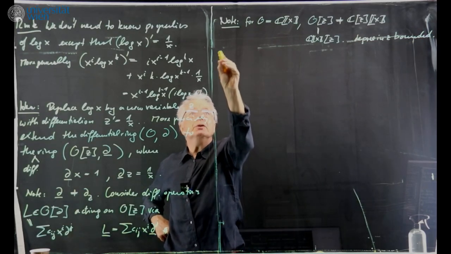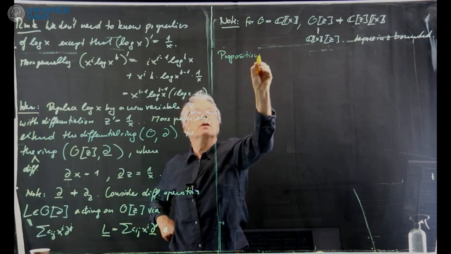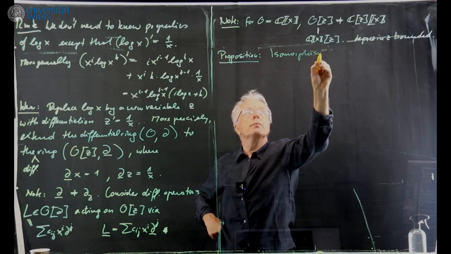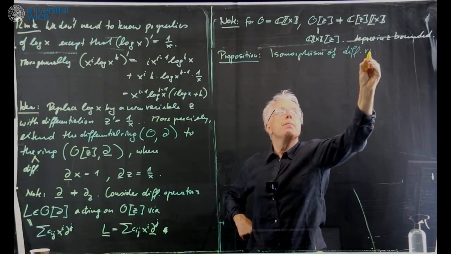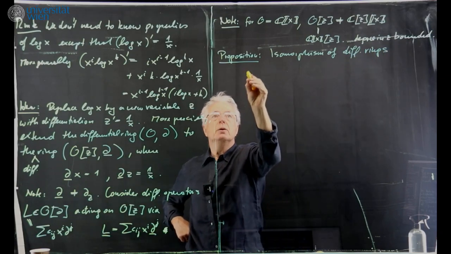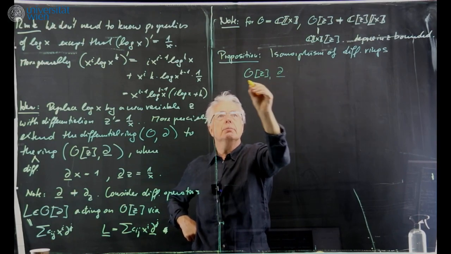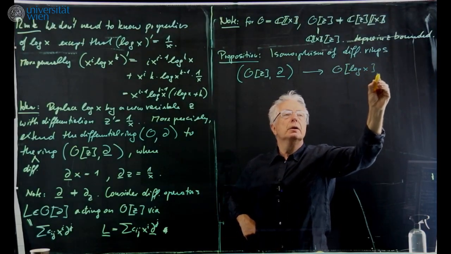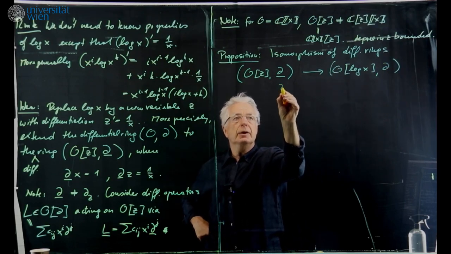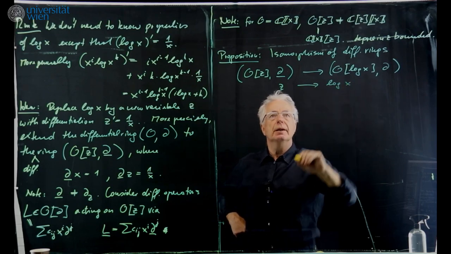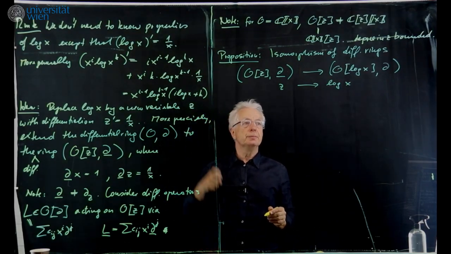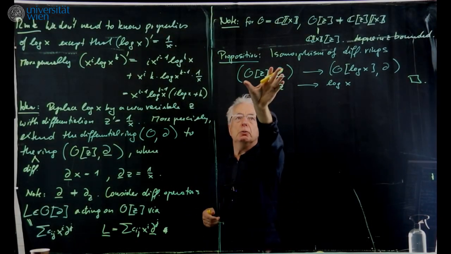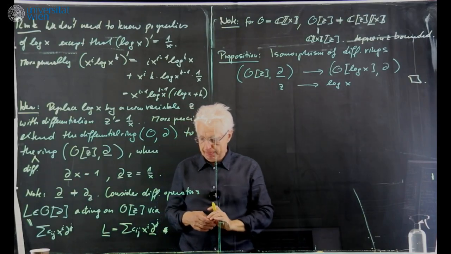So, obvious proposition. We have an isomorphism of differential rings. We can take O adjoin z with del bar, and we can go to O where we adjoin log of x and just take the usual derivative, sending z to the logarithm of x, and that's an isomorphism of differential rings. Okay, the proof is clear. I mean, it's obvious. So we will only work with this one here because it's less to write.